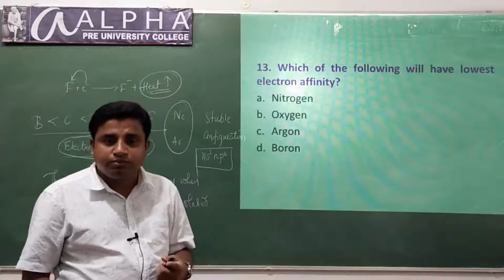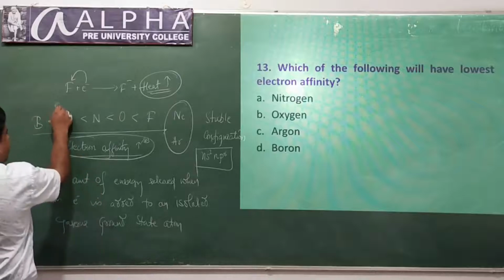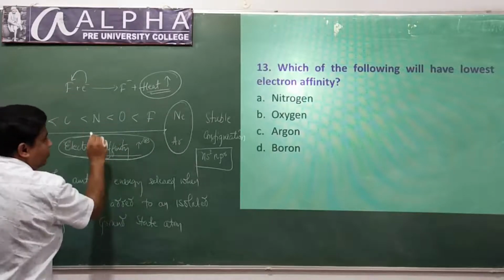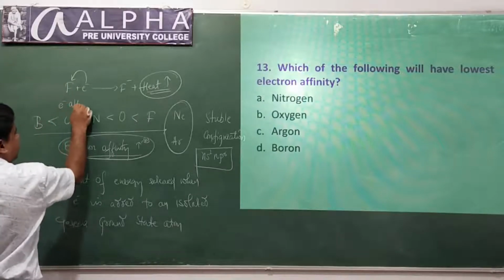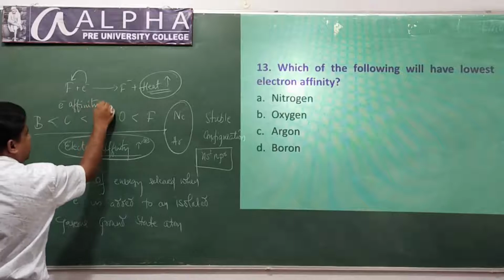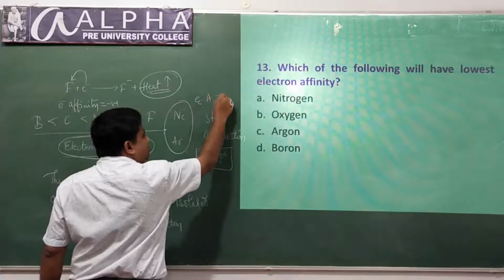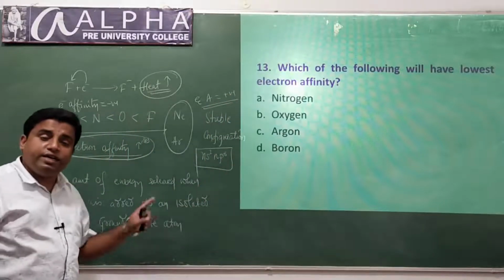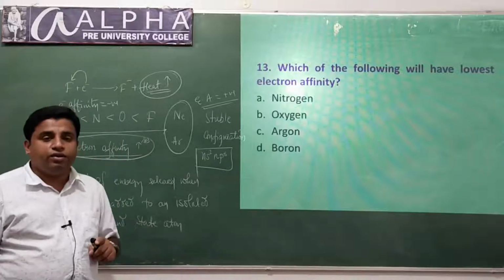Any doubts with this? So for all these elements, that is from boron to fluorine, electron affinity is negative. Whereas for noble gases, electron affinity is positive. For noble gases, electron affinity is positive. For other elements, electron affinity is negative.